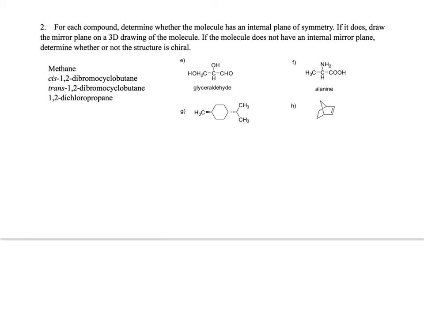Okay, for each compound, determine whether the molecule has an internal plane of symmetry. Okay, so methane does. Since we have so many problems, and methane, you don't have an asymmetric carbon, so we're not even going to bother drawing that. You can say that has a plane of symmetry. The typical cis compounds typically do. So this has an internal plane of symmetry, so this is achiral. Methane's achiral.